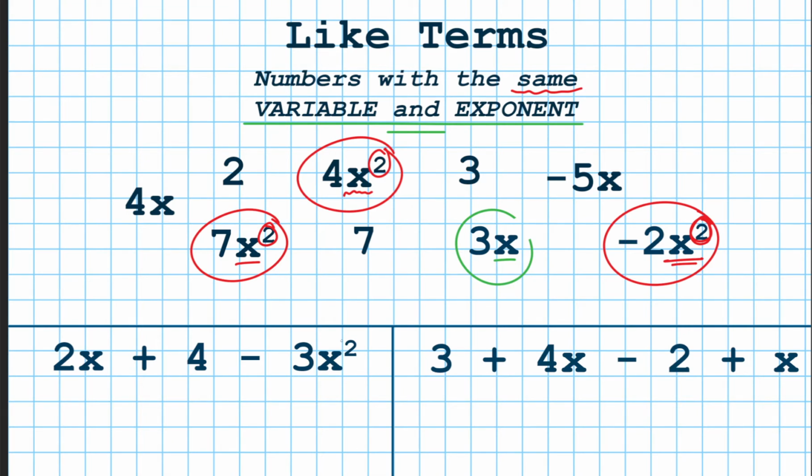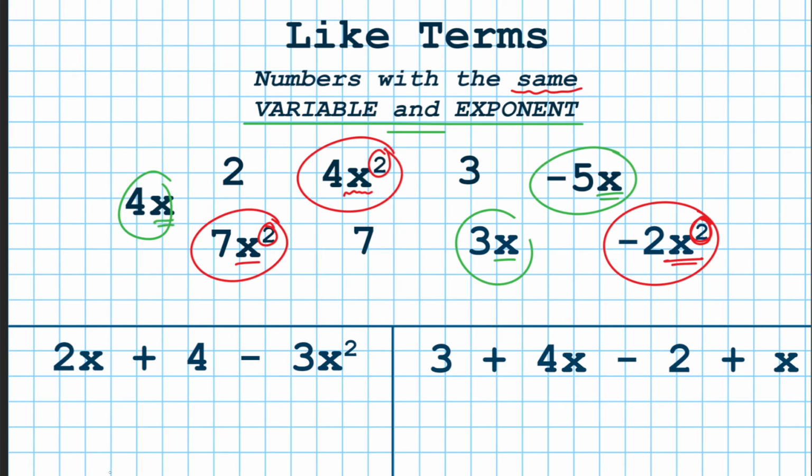See if you can find the other two like terms with 3x. Great. Hopefully you found this negative 5x right next to it. Different numbers, same variable and same exponent, meaning none. No visible 1. And this 4x over here. Once again, different number, same variable, same exponent.